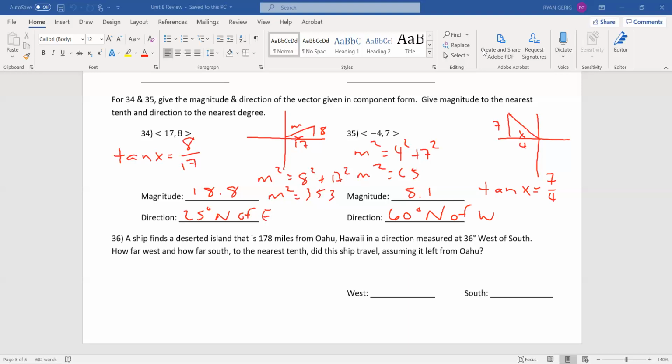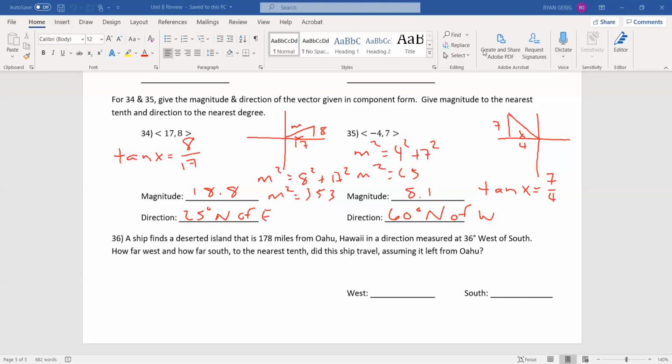Last one. A ship finds a deserted island that is 178 miles from Oahu, Hawaii, in a direction measured at 36 degrees west of south. How far west and how far south to the nearest tenth did this ship travel, assuming it left from Oahu?